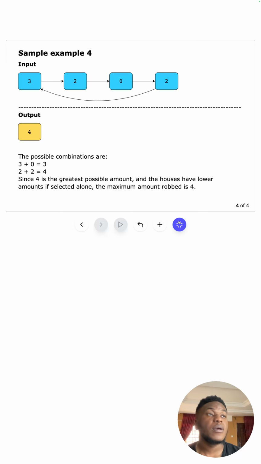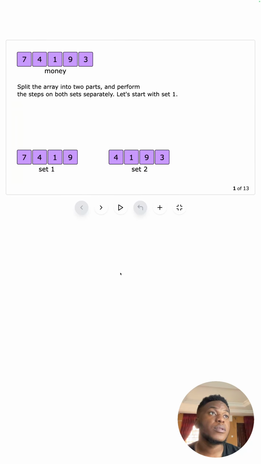Now, the solution to this requires that when you have the money initially, this array represents the money in each house. Remember the last house is connected to the first. So the first thing we want to do is split it into 2 parts and perform the steps on both separately. So we have set 1 and set 2. Set 1 has the first house but doesn't have the last house, and set 2 has the last house, as you can see, 3, but doesn't have the first house, 7.